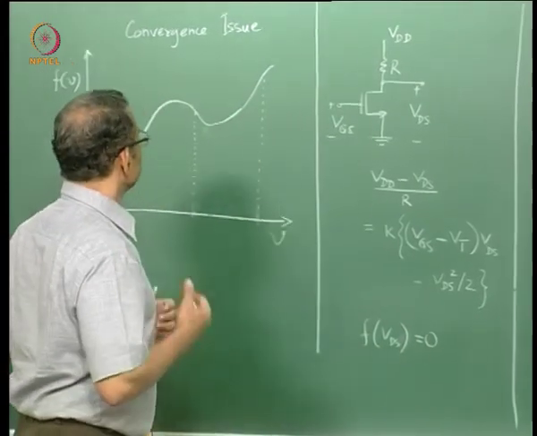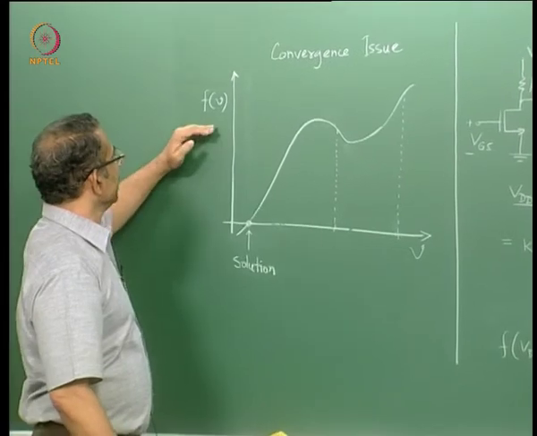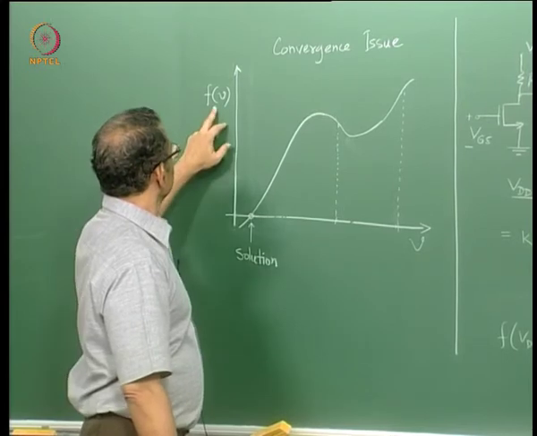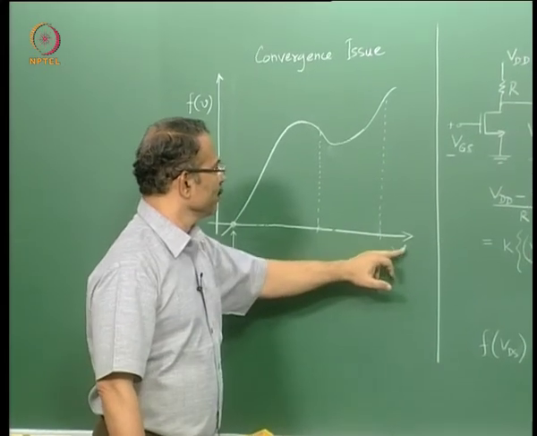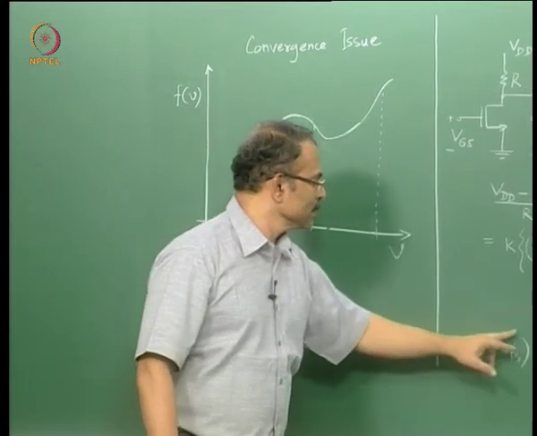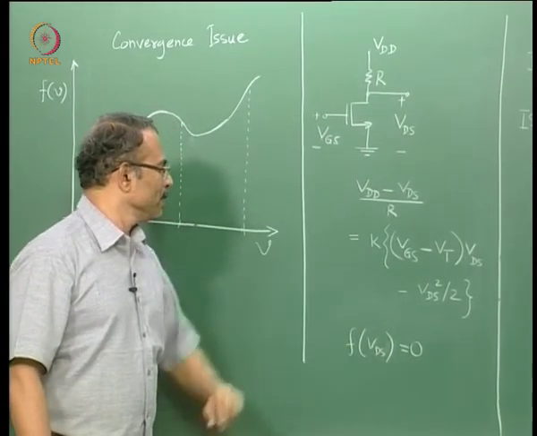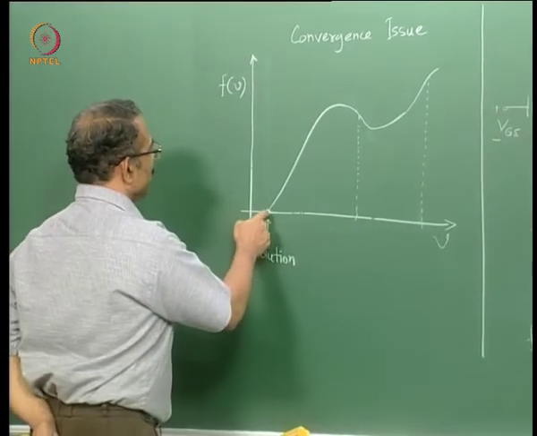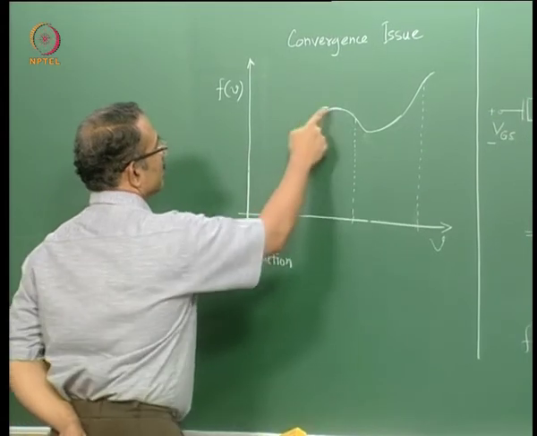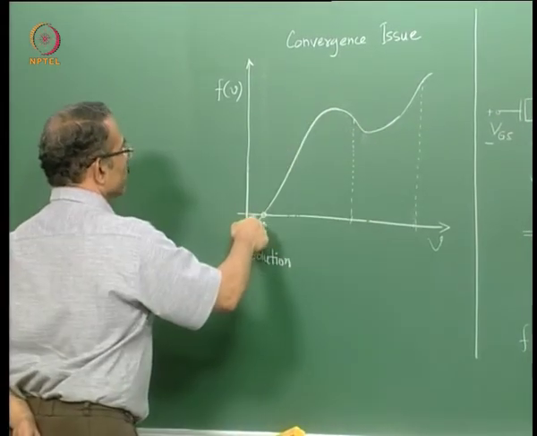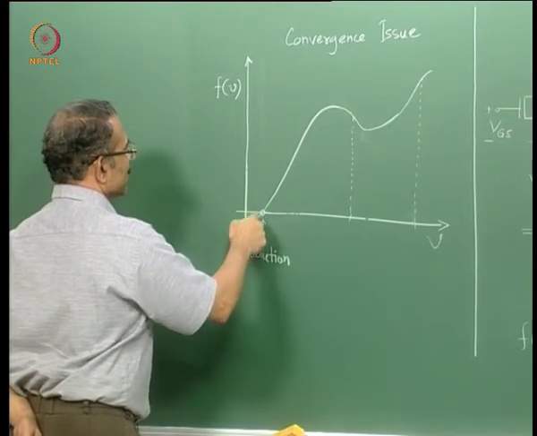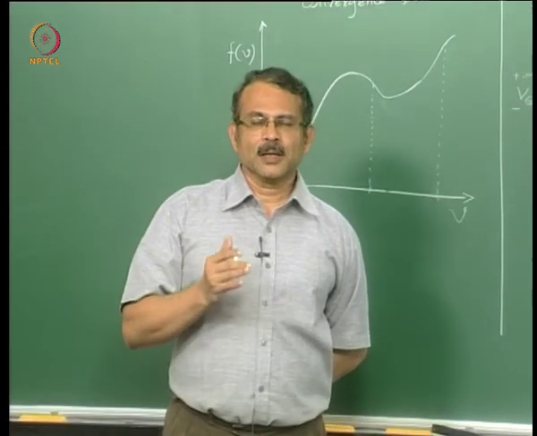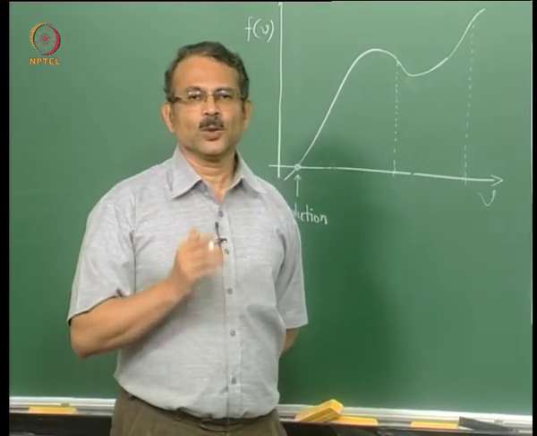Now let us say in some circuit the function of V had this particular shape for some reason. Here we have shown f of V as a function of V. The small v can be regarded as a voltage like the VDS. Now how do we get the solution of this problem, that is, where does the function go to 0? So this is the solution. Normally circuit simulation programs use the Newton-Raphson technique to arrive at the solution.